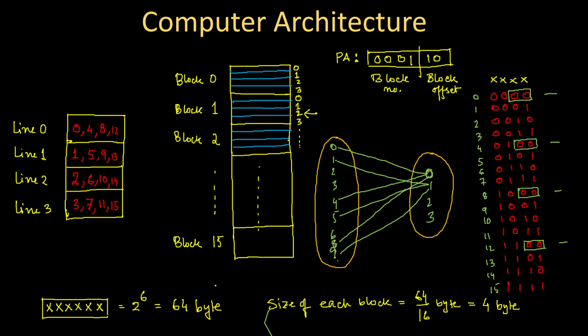Similarly, if we consider another line, for example line number 1, that is 1, 5, 9 and 13. This is 1, this is 5, this is 9 and this is 13. And if we want to see the similarity between these addresses, I will find that I have 0, 1 at the end for all of these, 1, 5, 9 and 13.